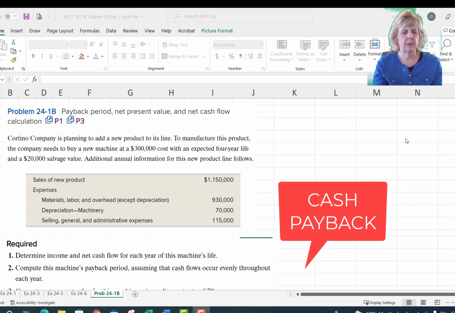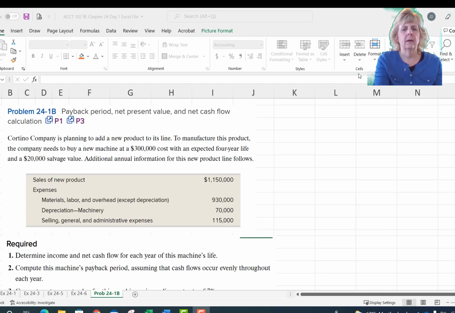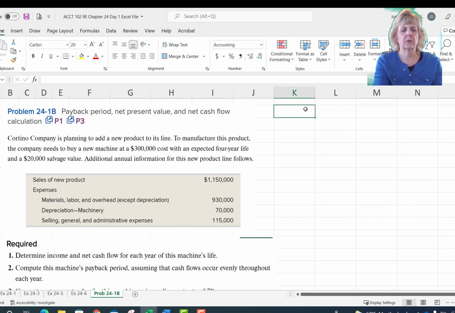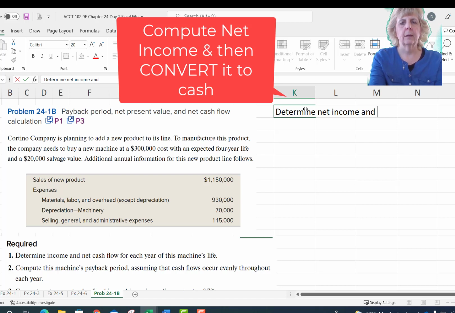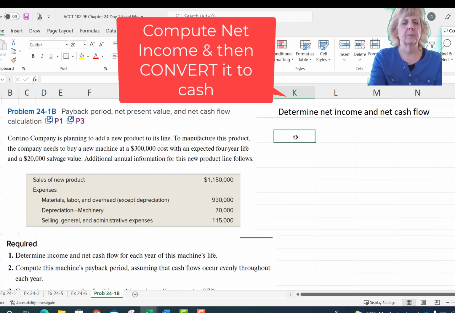That's important. That means we'll need a cash flow number to do the cash payback. And this assumes that the cash flows occur evenly throughout the year. I think it's easiest to calculate the net income first and then convert that into net cash flow. So step number 1, determine net income and net cash flow. I'll start off by creating an income statement, and you can put the requirement in there. I don't want to get distracted.